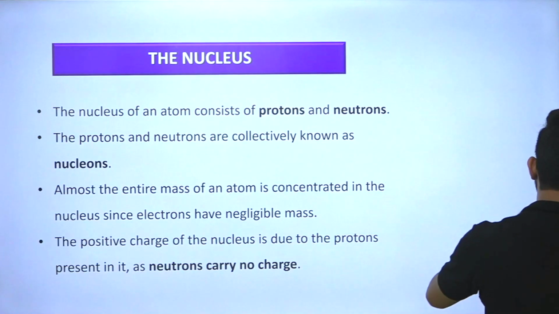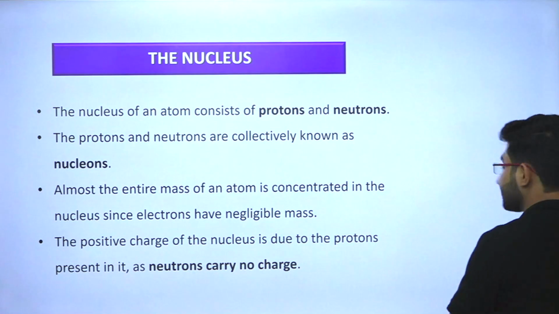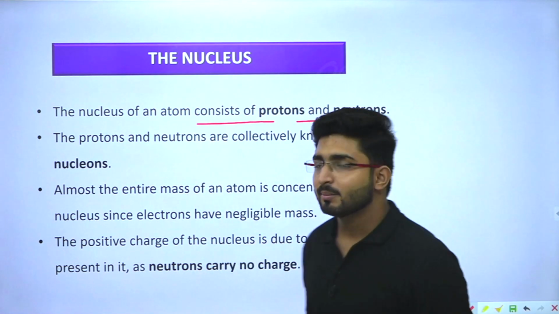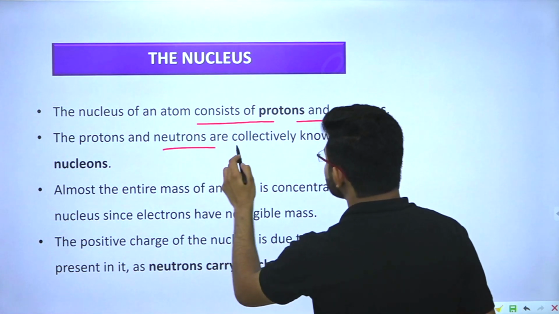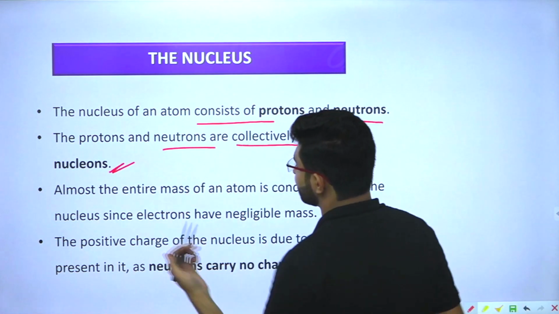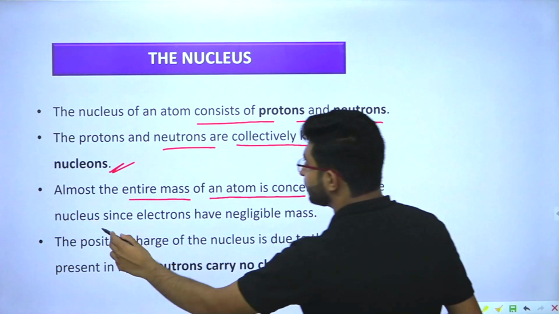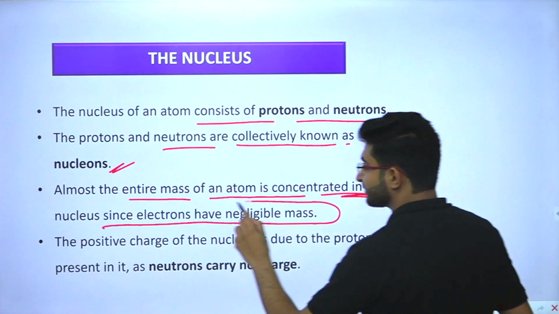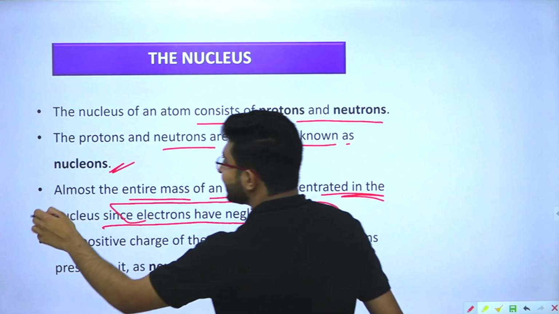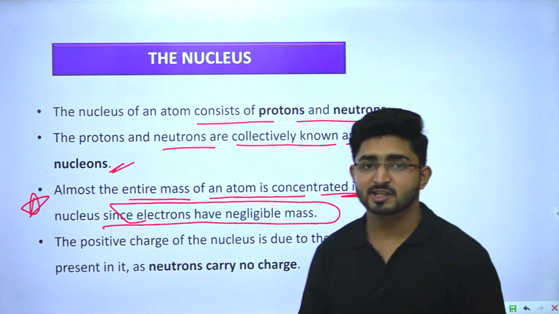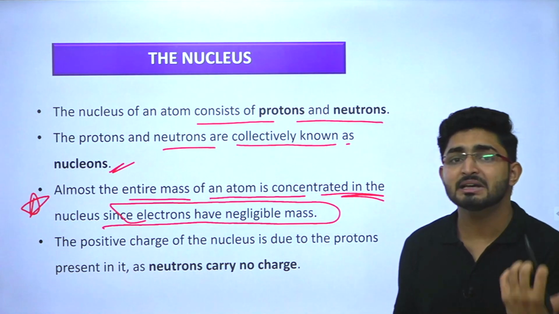The points on your screen say that the nucleus of an atom consists of protons and neutrons, elaborated previously. The protons and neutrons are collectively known as nucleons. We have also studied this. Almost the entire mass of an atom is concentrated in the nucleus, since electrons have negligible mass. This point should be noted, that almost the whole mass of an atom is concentrated in the nucleus, because we consider the mass of electrons as negligible.